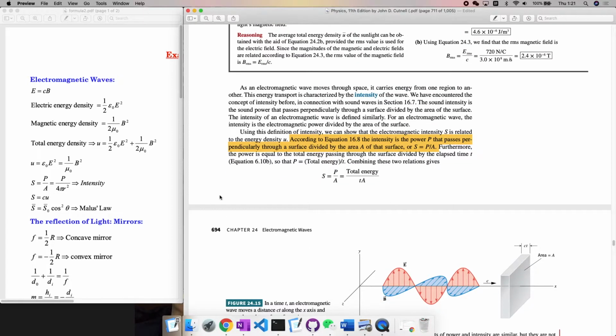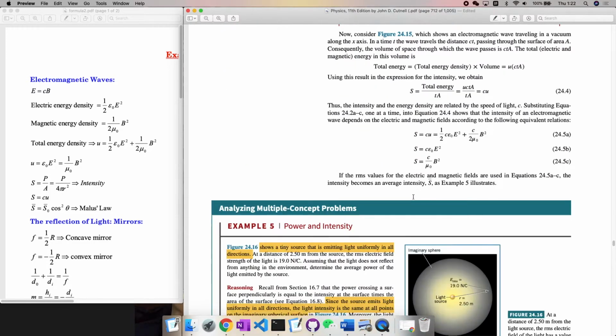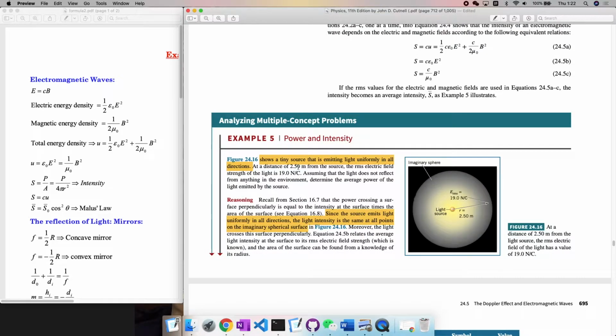Okay, so now let's look at when we should use this part, where the area equals 4 times pi times r squared. Here in this figure, it shows a tiny source that is emitting light uniformly in all directions. Look at this sentence. Does it sound familiar to you? This is actually the same situation as in homework 7, question 1.